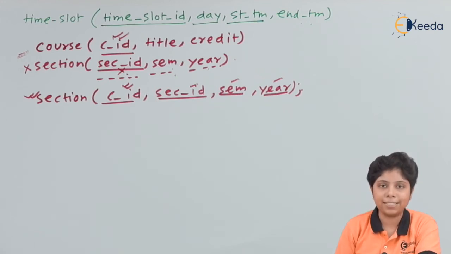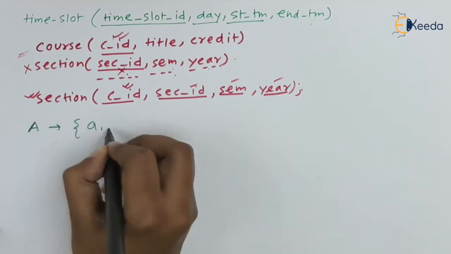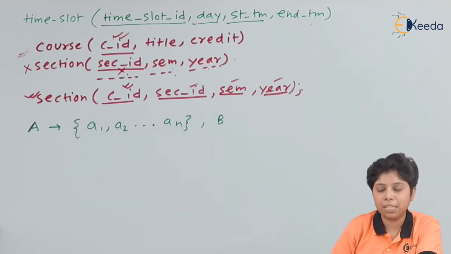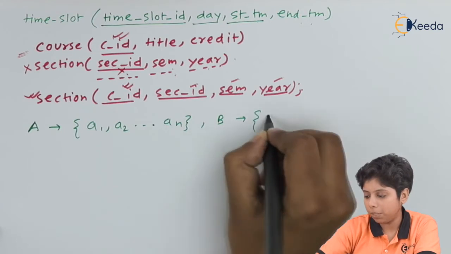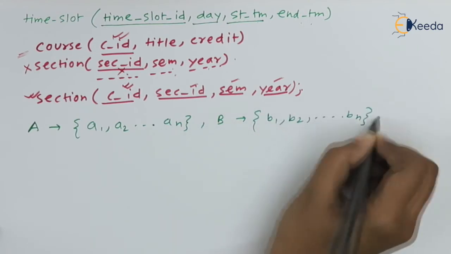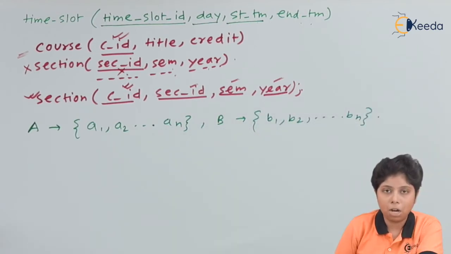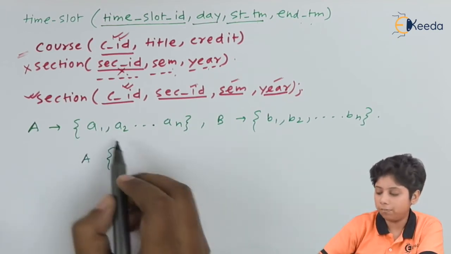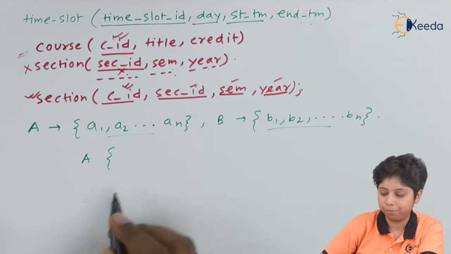So if there exists a weak relation A on a strong relation B, and the attributes of A are A1 to An, and there is a strong entity B which has B1 to Bn, then we can make a relational schema on A which will have the union of this one as well as this one.